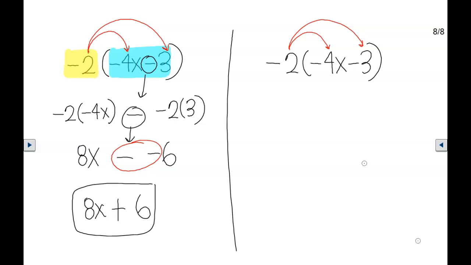This 2 we know is negative because it has a minus in front of it. This 4 we know is negative. It has a minus in front of it. This 3 we know is negative because it has a minus in front of it. So we have negative 2, negative 4x, negative 3. Everybody in this problem is negative.